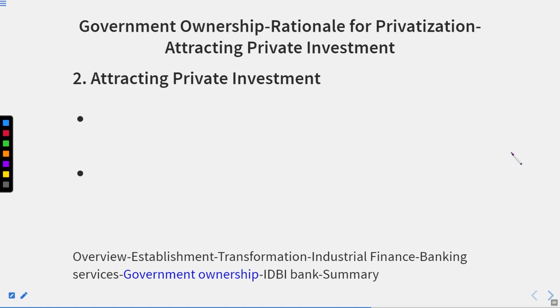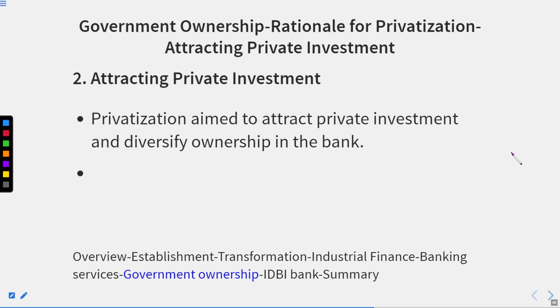Second is attracting private investments. How? Let's see. Privatization aimed to attract private investment and diversify ownership in the bank. As I have told you, when the government was holding the entire stake of the bank, they had been facing suffering. That's why they had to reduce the burden of ownership and invite other players. So they moved towards privatization, in which they invited private players to come and invest in the banking sector.